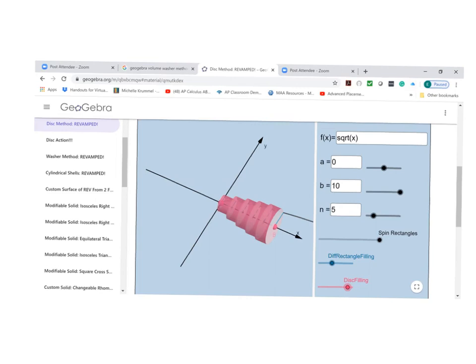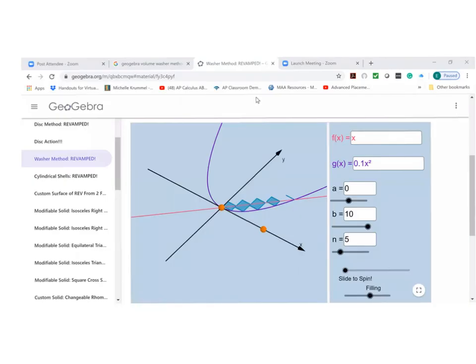And okay, it says disc filling. I don't know what that does. Oh, it fills in the solid so we could see it. And as we increase the number of rectangles, notice that the discs become narrower and narrower, and it fills that paraboloid looking solid. So I thought I'd show you that. Okay, so that takes care of the disc versus the washer.